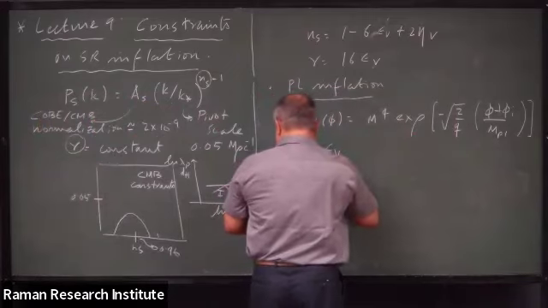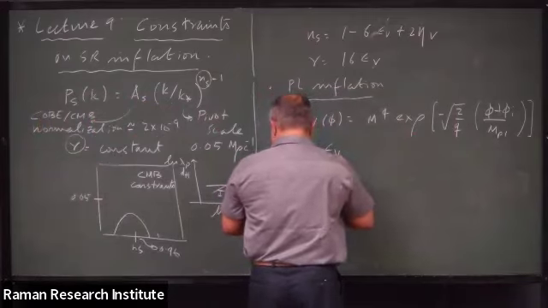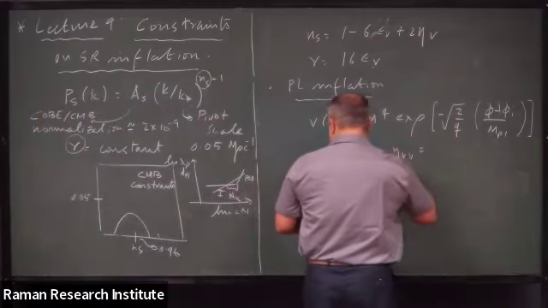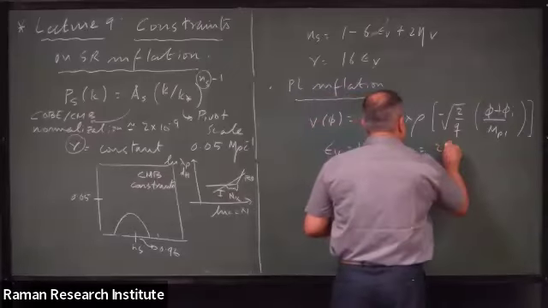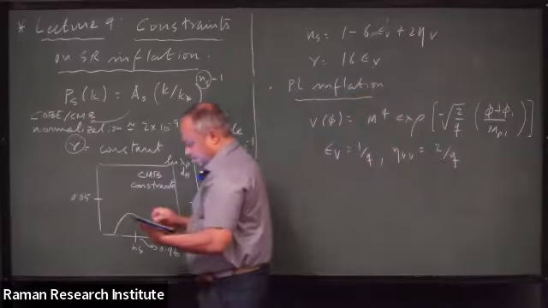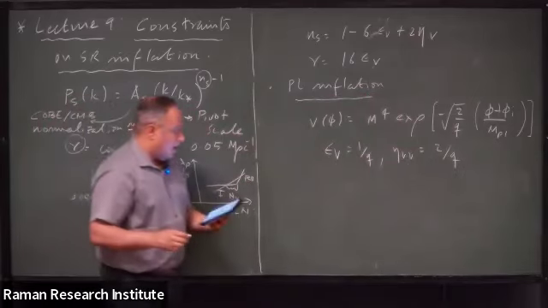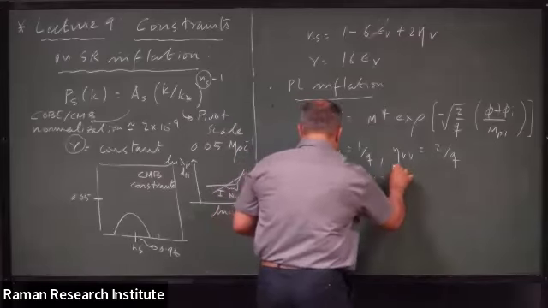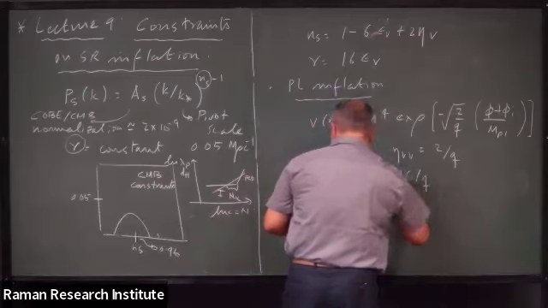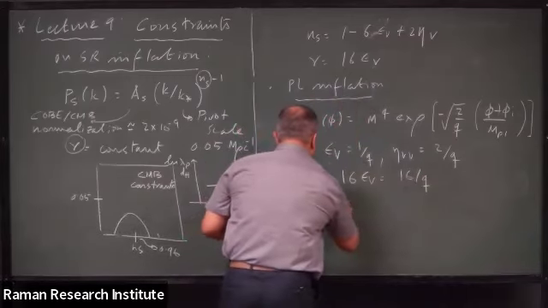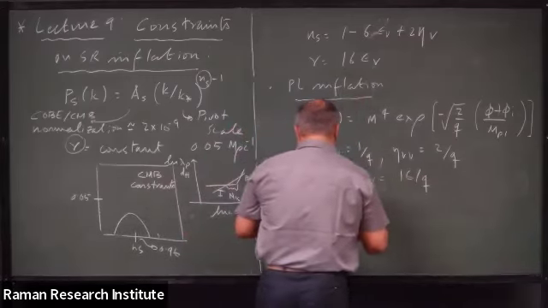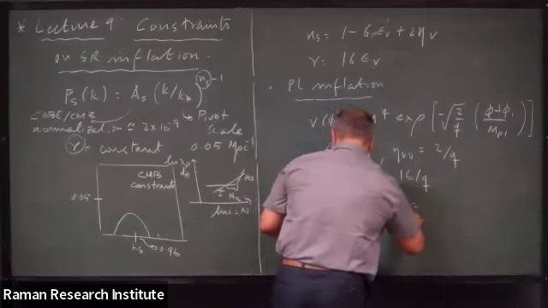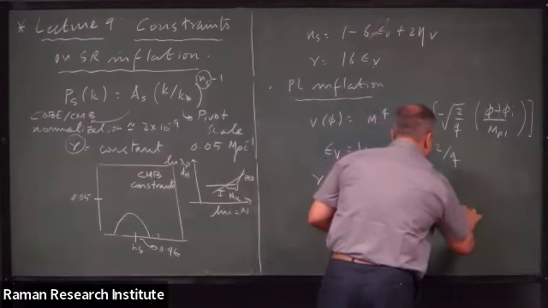So epsilon V is essentially 1 over Q, correct? And eta V is also 2 over Q. Okay, that's what you have. And therefore, what do you have? r is 16 epsilon V, which is 16 by Q. Okay, and n_s is what? If you substitute that here, what do you obtain? You get 1 minus 6 by Q plus 4 by Q, which is 1 minus 2 by Q.